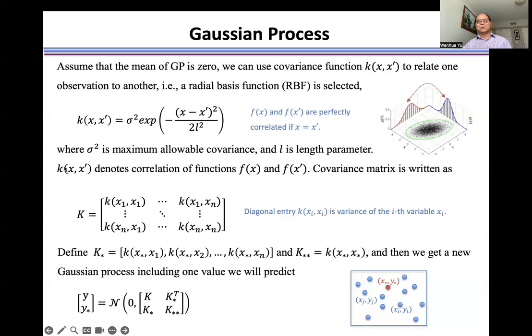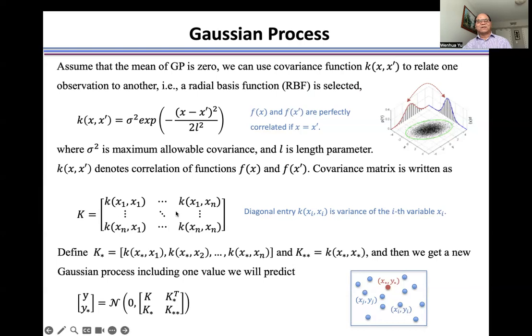We use this kernel to define the covariance matrix. Here are the diagonal entries. Here is the variance of the Gaussian distribution corresponding to this x1, and then x2 to xn. The off-diagonals are the correlation between the observations.